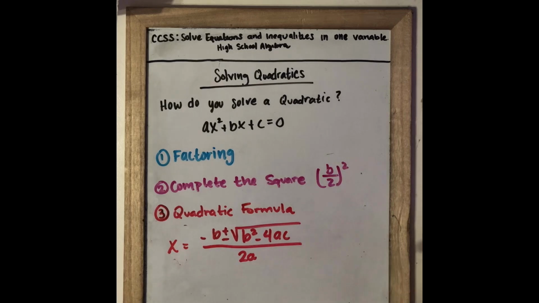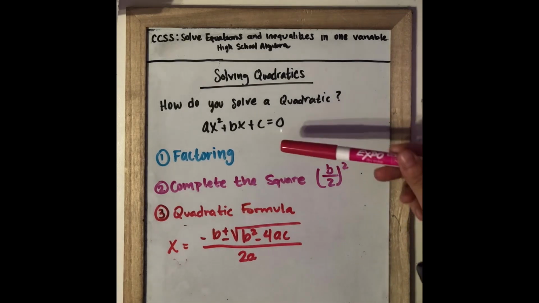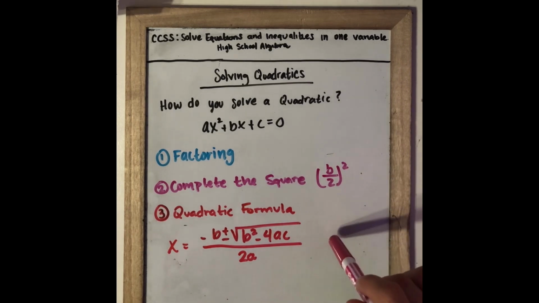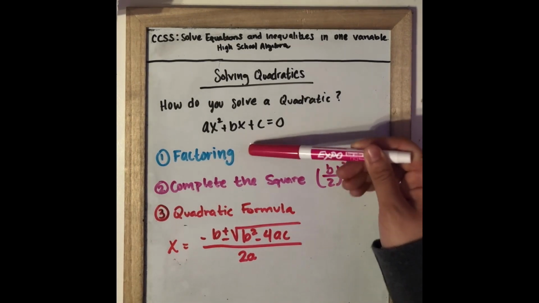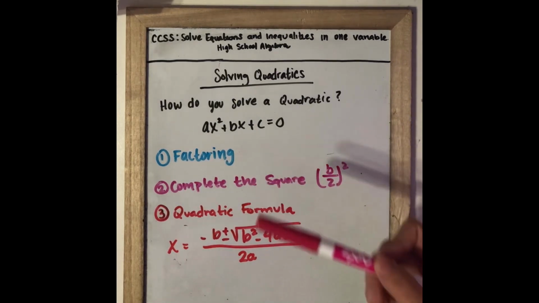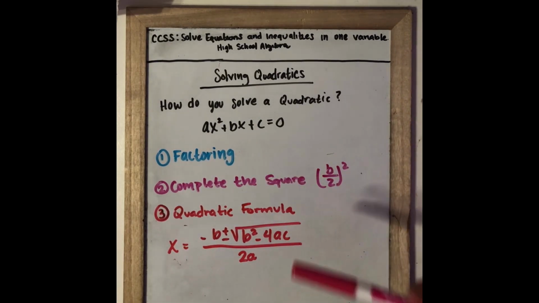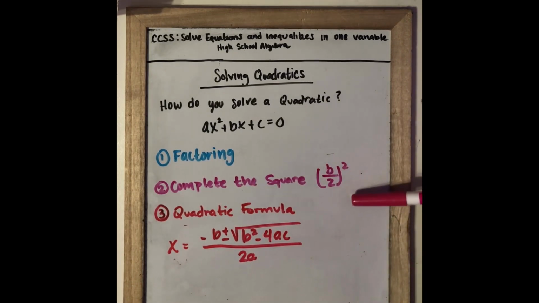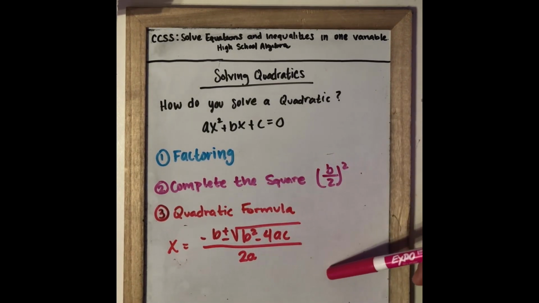There are 3 different ways to solve a quadratic. The first is by factoring, the second is by completing the square, and the third is by using the quadratic formula. Whenever you have a quadratic, always try to factor. That's going to be your go-to. This is the easiest and fastest way to get the answer. So if factoring isn't working out, then you could either complete the square or try the quadratic formula.